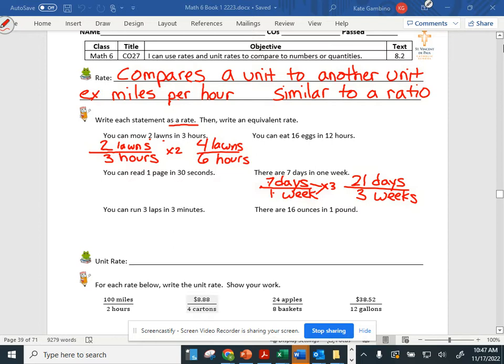Whenever we're doing equivalent fractions, equivalent ratios, equivalent rates, you're just multiplying or dividing the top and bottom by the same number. Don't worry about simplifying those. One of the rare times I won't say simplify, simplify, simplify.